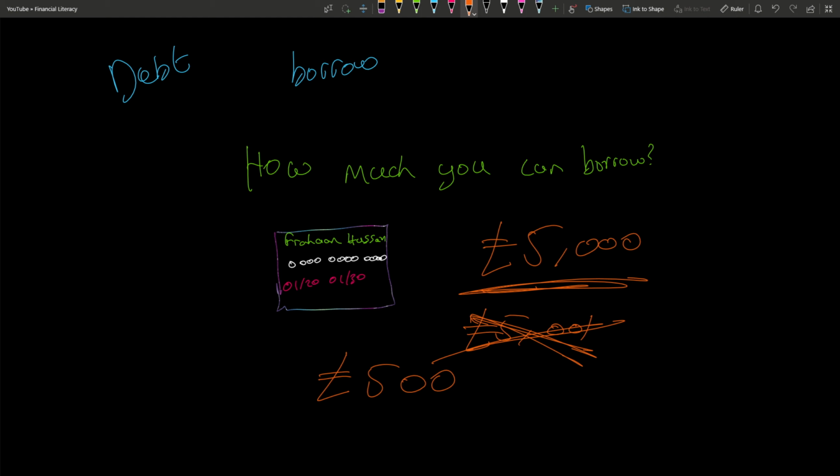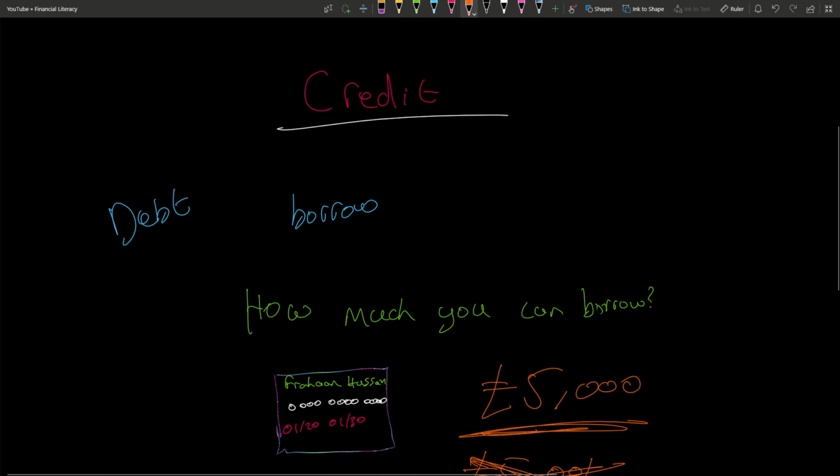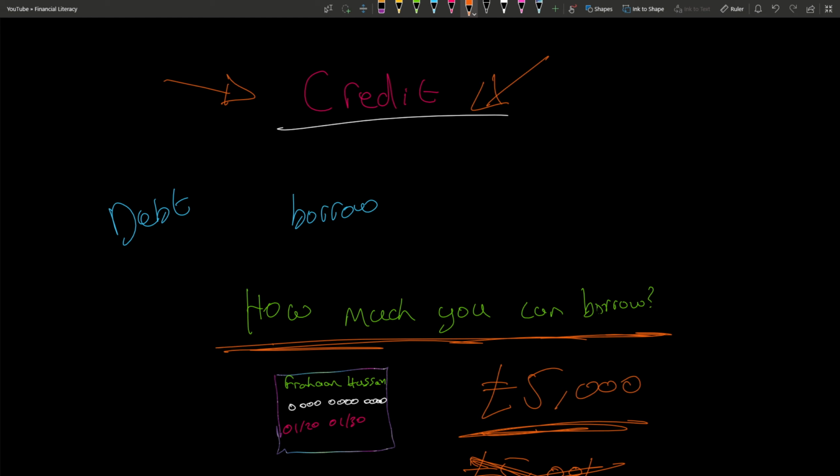But always be careful. So remember, debt is the amount of money you borrow, and you have to pay it back, usually with interest. And credit is the amount you can borrow. So this is the maximum amount the particular institution will lend you, and it could be an individual as well.